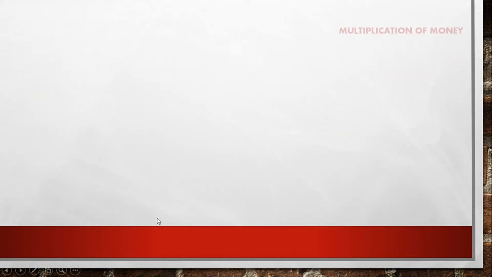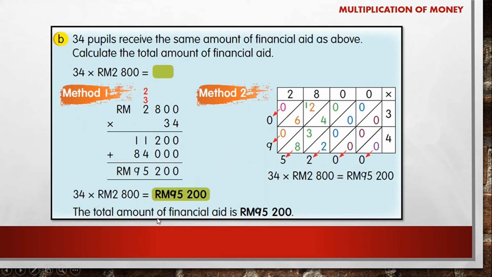Okay, now we go to the next example. Look at this. 34 pupils receive the same amount of financial aid as above. Calculate the total amount of financial aid. This question I take out from your textbook. You may refer to your textbook under the subtopic multiplication of money.